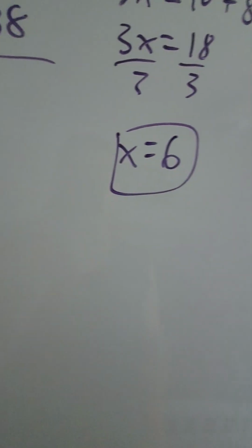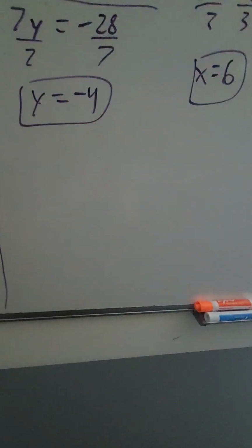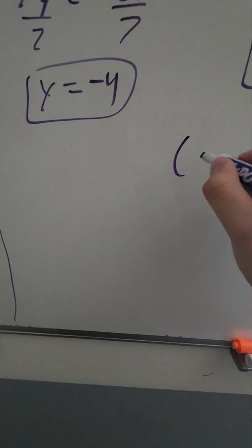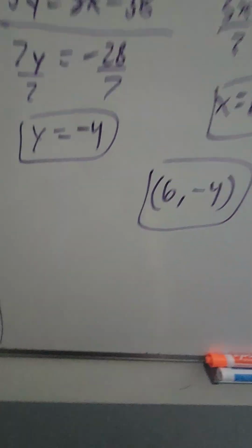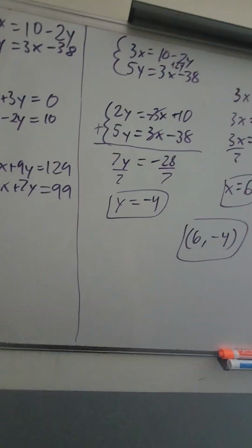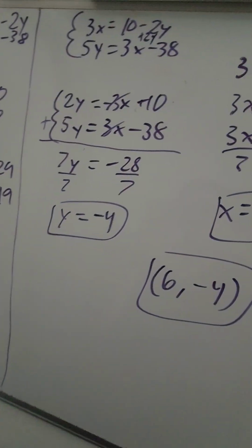Now we have the 2 answers, but if you want to write it as a point, you can write it as 6 and negative 4. And there you go. Check the answer, of course, but I'm not going to check the answers. You guys can check the answers.